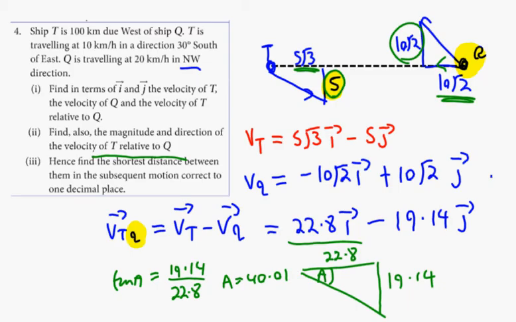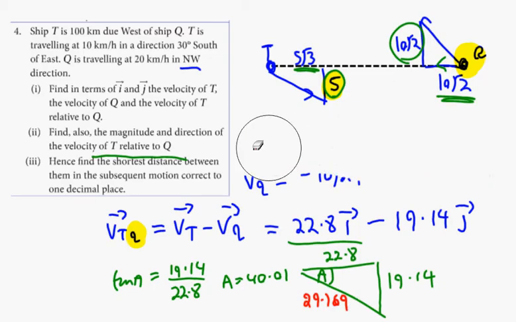Alan, what's the hypotenuse? 29.769. Now, guys, what this basically means is that relative to each other, T is travelling 29.769 kilometres at an angle of 40 degrees south of east relative to Q. Q is basically stuck to the spot. Is that alright? Now, find the shortest distance between them and the subsequent motion, correct to one decimal place.